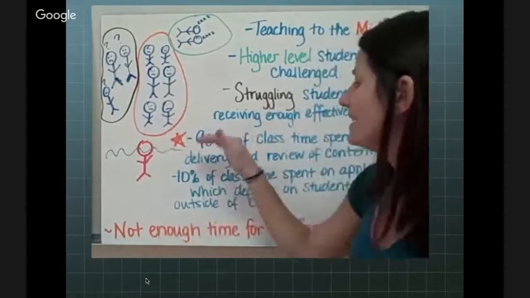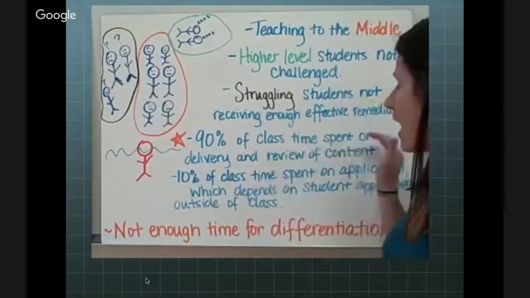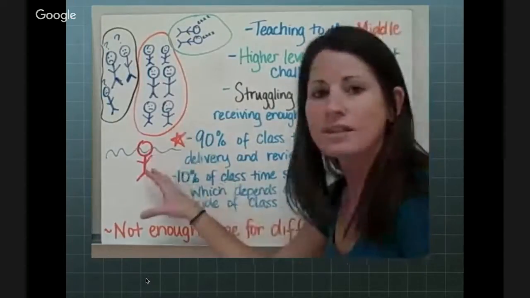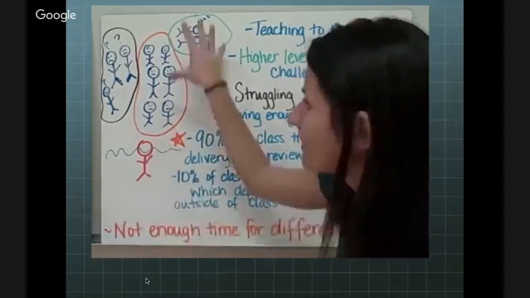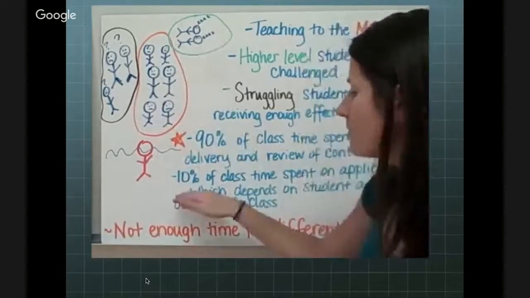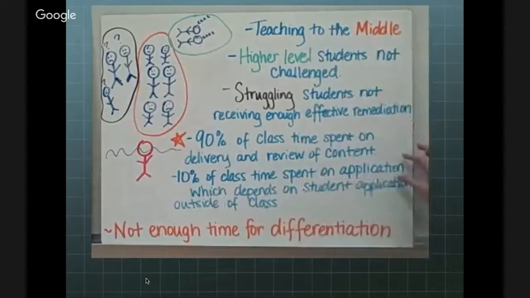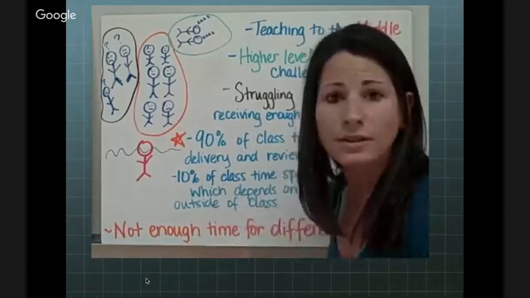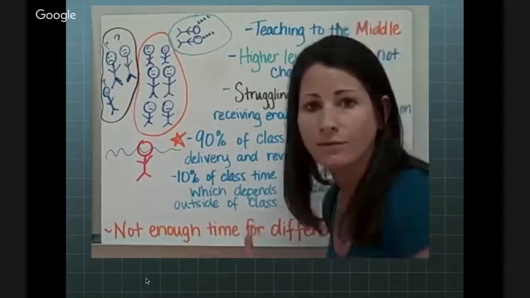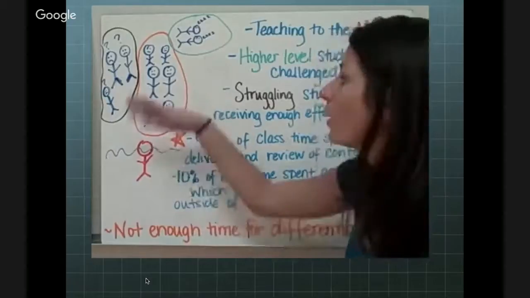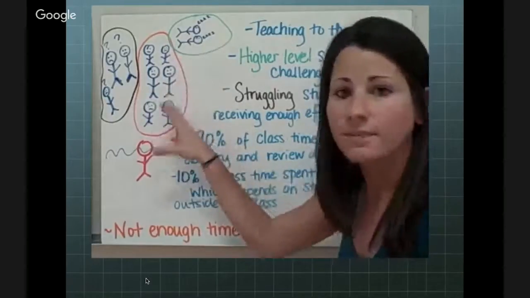This led to a 90% use of class time being spent on delivery and review of content. 90% of the time I was at the front of the classroom lecturing to a group of students, and I wasn't meeting all of their needs. 10% of class time was actually spent on application, which meant that, depending on the student, to do the application needed to be successful, they had to go home or outside of class and work on applying the concepts that I was giving out in class.